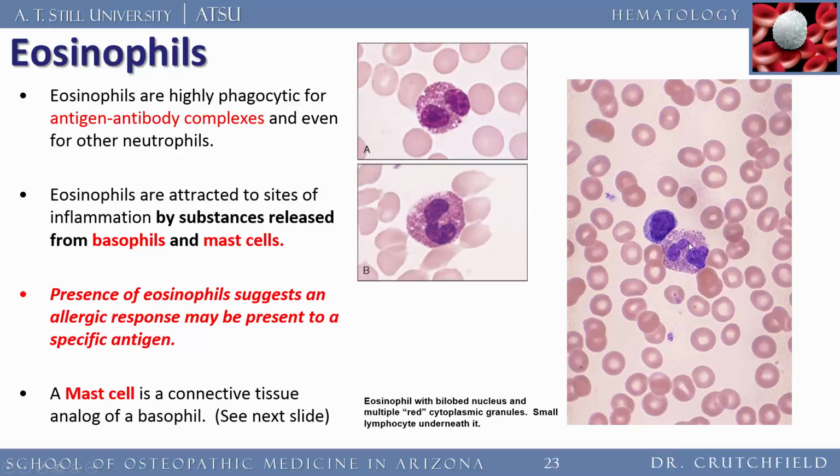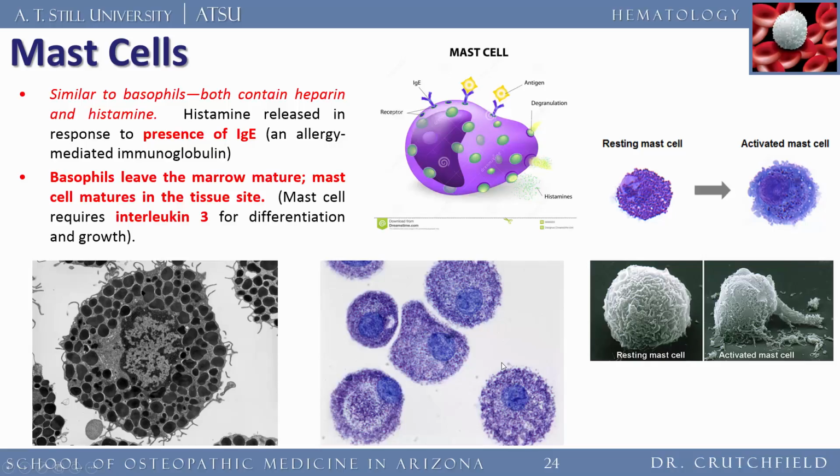And here on this one, we see an eosinophil. So bilobed, multiple granules, lots of red cells out here, a few platelets. There's a platelet with a lymphocyte underneath it. So that's what we're looking at in these pictures. So here's a mast cell. A mast cell is similar to a basophil. We're going to show you that in the next slide.